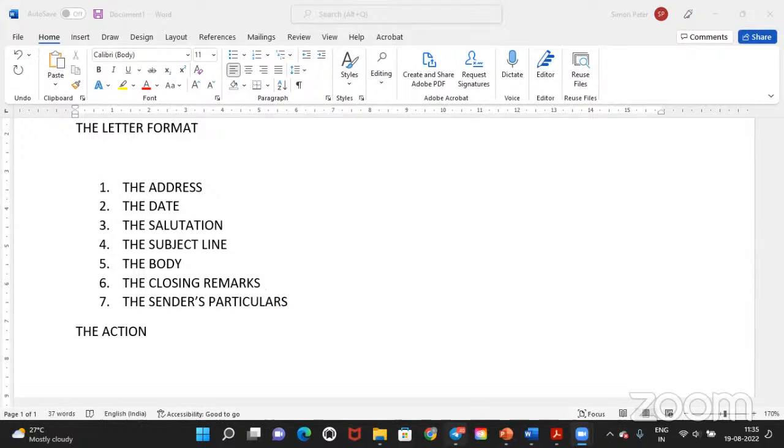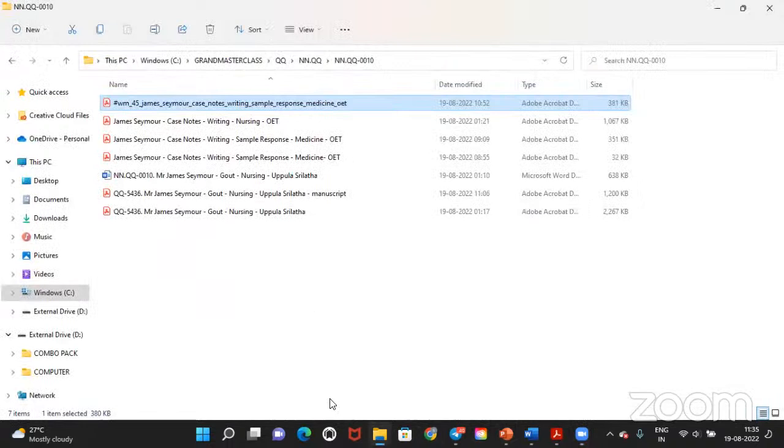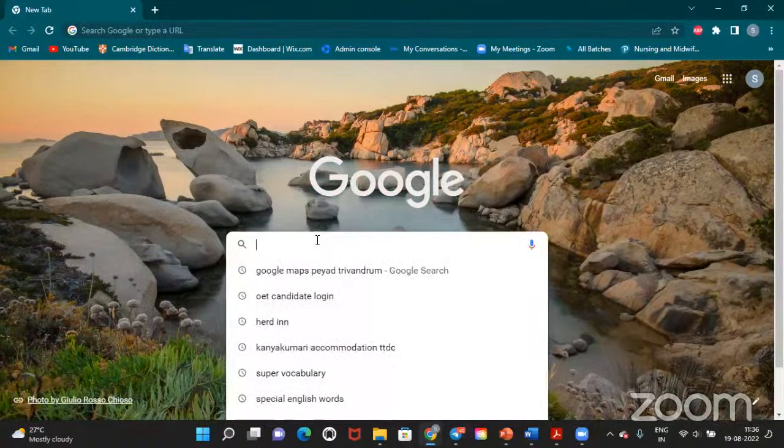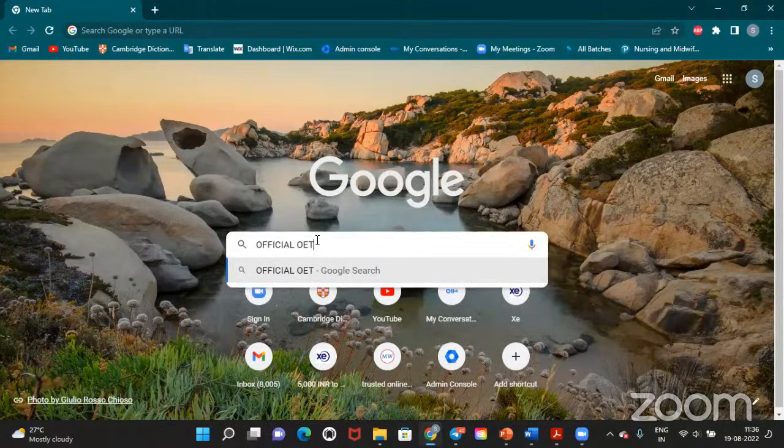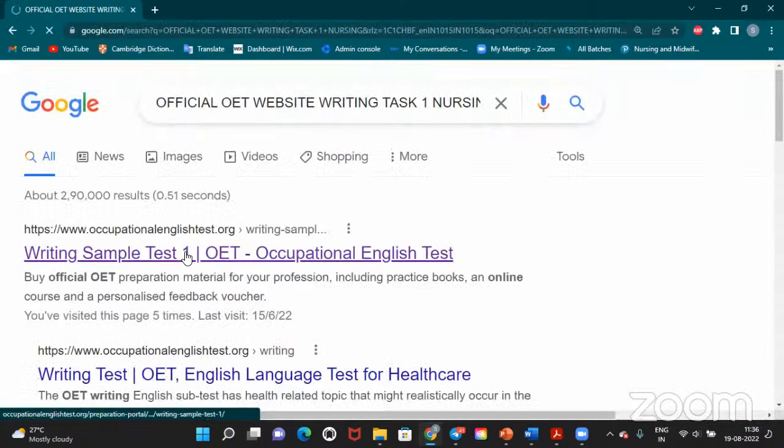So now I want you to go to the mother. Now who is this mother? Mother is here. Okay, right. The official OET website. This is the mother. So here, writing task. There are five writing tasks, samples. We'll take the first writing task only, writing task one. Okay, nursing. Now let us see the first sample writing task. You can take second, third, fourth, fifth, anything.